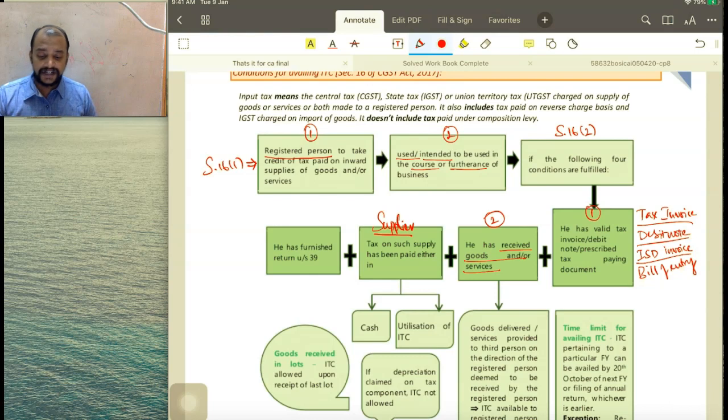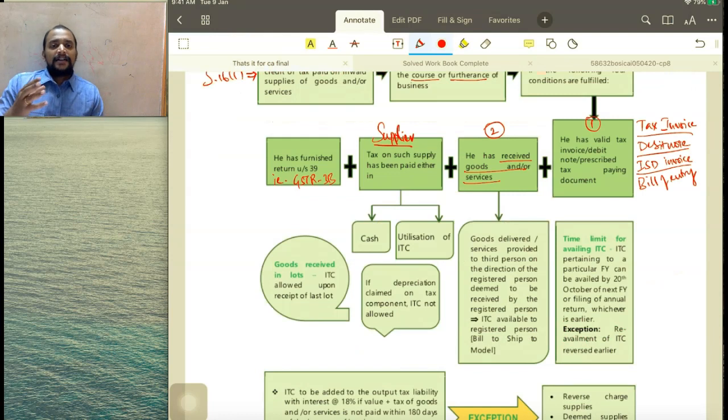Then he has furnished return under section 39, that is GSTR 3B. Because without furnishing GSTR 3B, we cannot take ITC. Now, what's the point in taking 1 crore rupees as ITC in your books? That is of no use. It should get reflected in GSTR 3B in input tax credit. That goes to the electronic credit ledger, and that will get adjusted with the liability. So there is no point in taking the credit otherwise. Therefore, the registered person should furnish the return for the purpose of taking the credit.